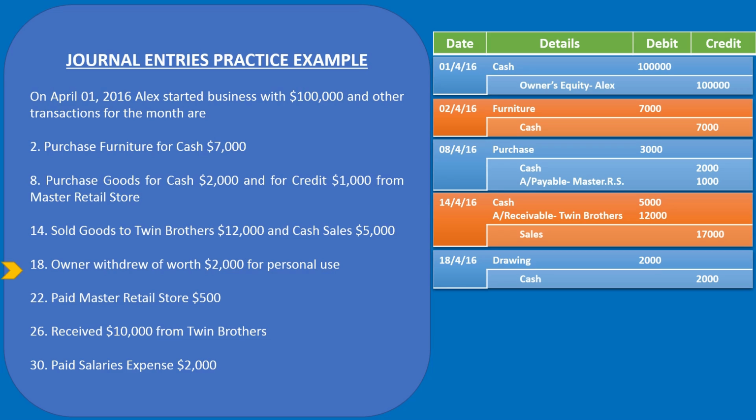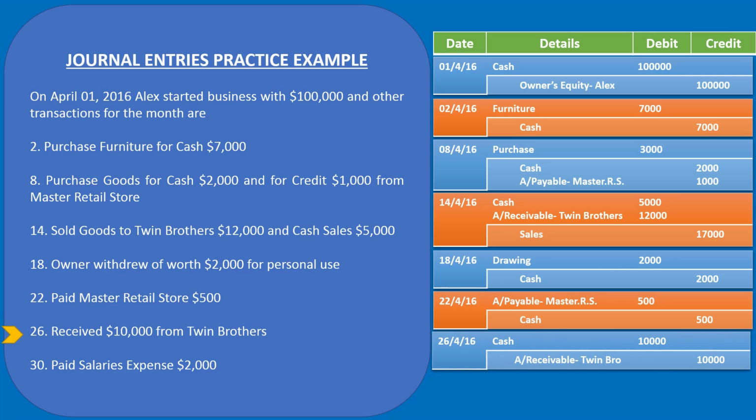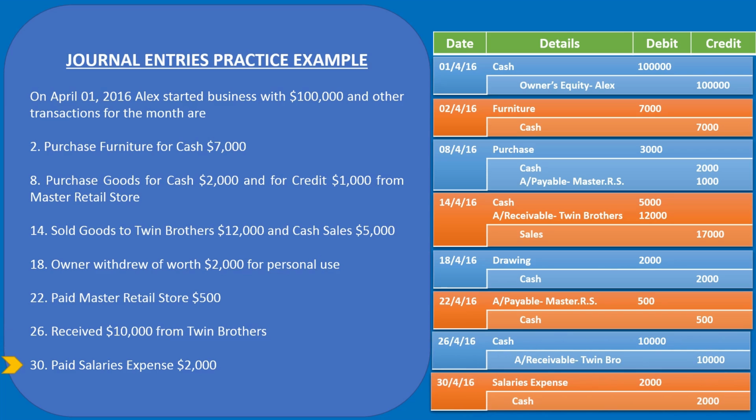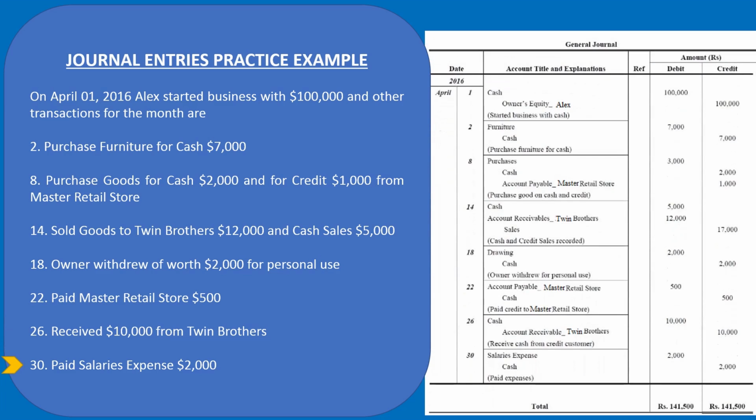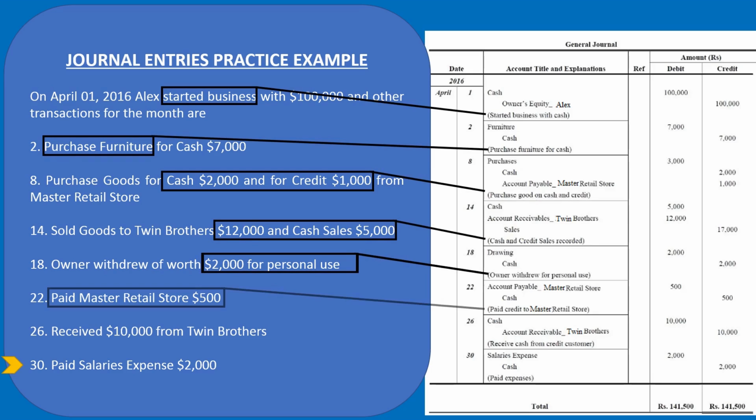As you can recall the remaining amount payable and recoverable from parties. Alex still owed $500 to Master Retail Store and twin brothers still owed $10,000 to Alex. Both are recorded like this. Lastly, the salaries were paid and an expense was recorded against a decrease in cash of $2,000. Now look at the real solution of this example with the descriptions. See how everything is clearly mentioned in the journal.